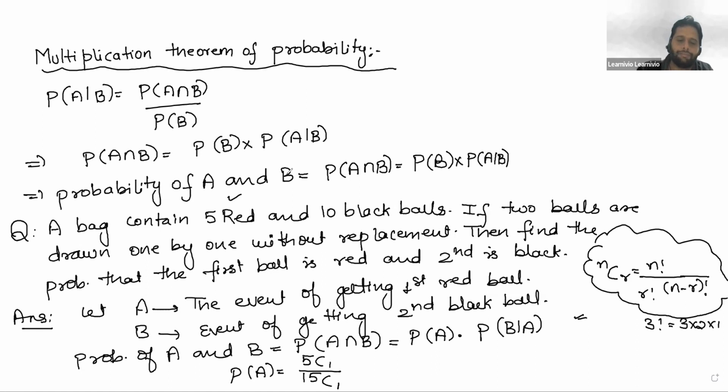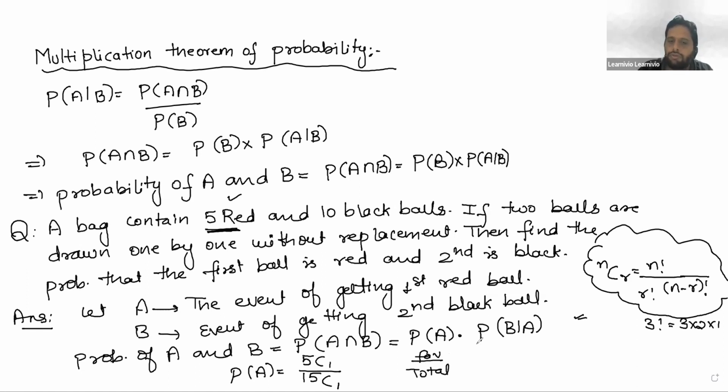Now, check here. PA is what? Favorable by total. So favorable is what? You are drawing the red ball, one red ball. So favorable, we have 5 red balls. From this, we are selecting one red ball. That's why our favorable is 5C1. What is the formula of probability? Favorable by total.